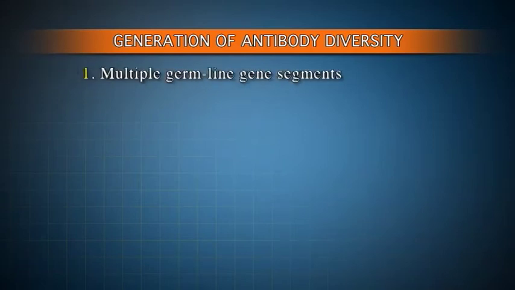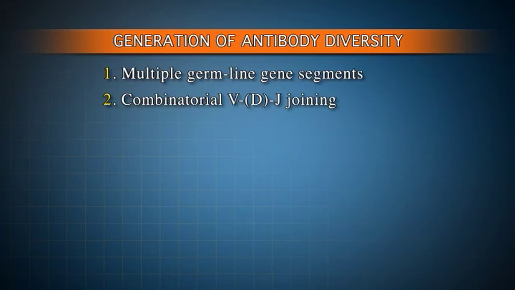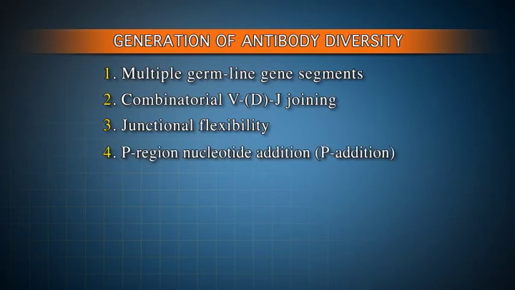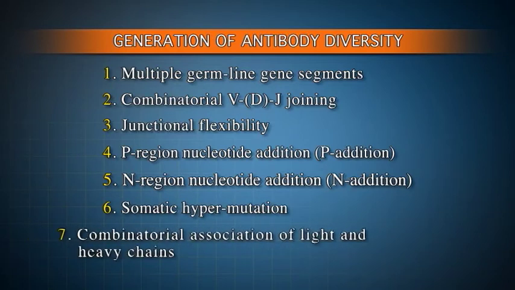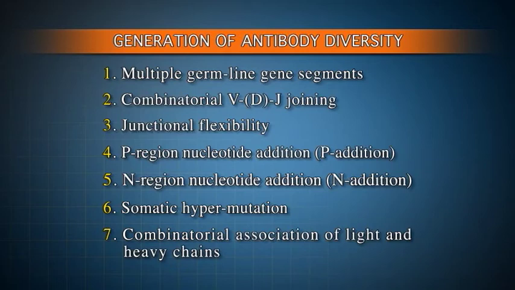There are 7 means of antibody diversification identified in mice and humans. They are multiple germline gene segments, combinatorial VDJ joining, junctional flexibility, P-region nucleotide addition or P-addition, N-region nucleotide addition or N-addition, somatic hypermutation, combinatorial association of light and heavy chain.